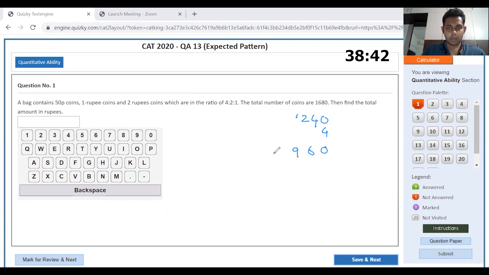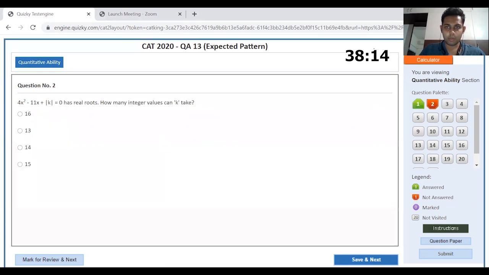$960 divided by 2 is 480, 2x, 480 again. In terms of rupees, we have 24, 12, 14, 1440. This is quite easy. We have to just find out what number of coins is, ensure 50 paise, 1 and 2 rupees, and move ahead.